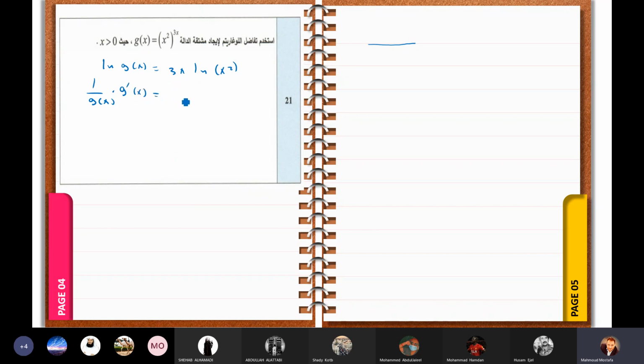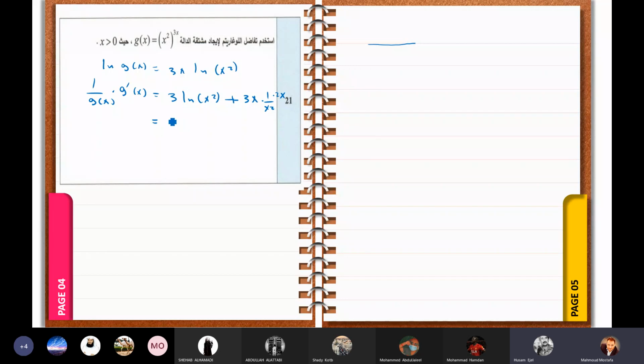The other side will be u multiplied by v, right? x squared, 3 ln x squared, plus 3x times 1 over x squared times 2x. 1 over x squared multiplied by 2x. Okay.